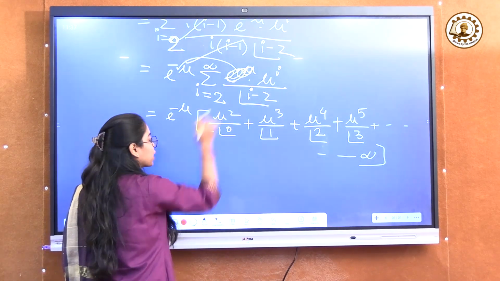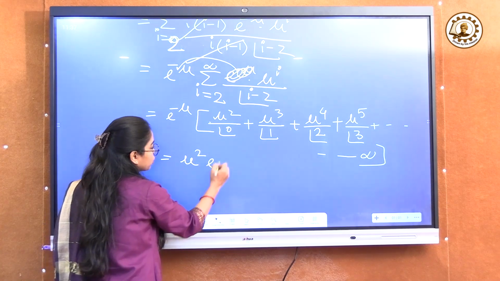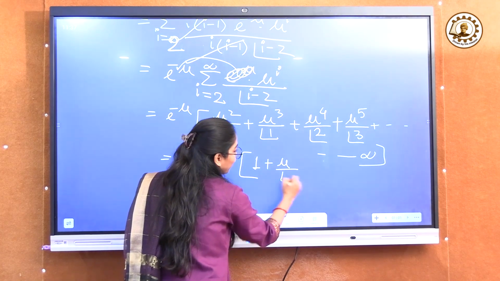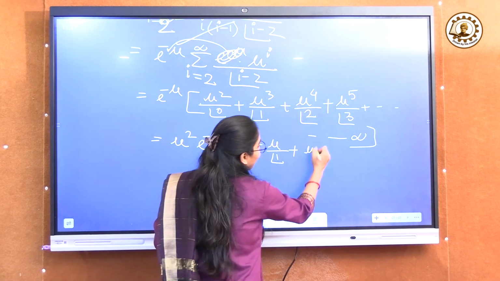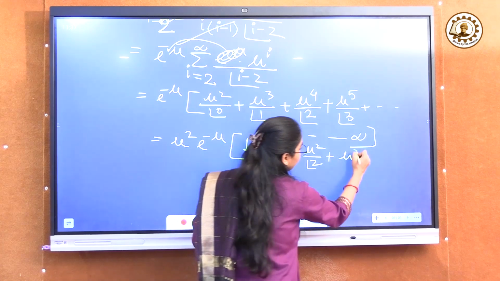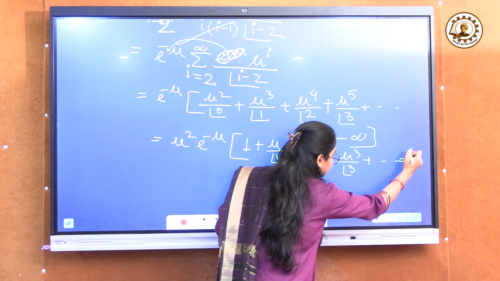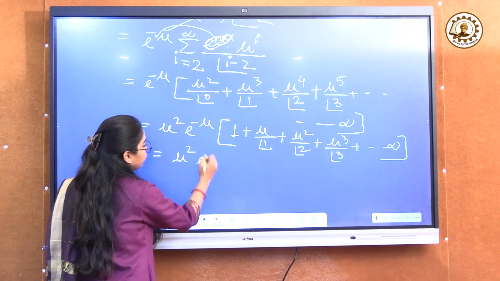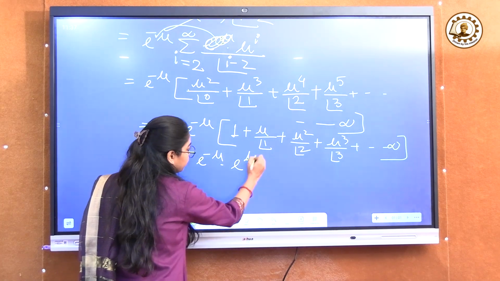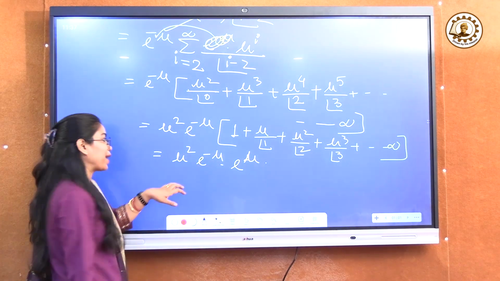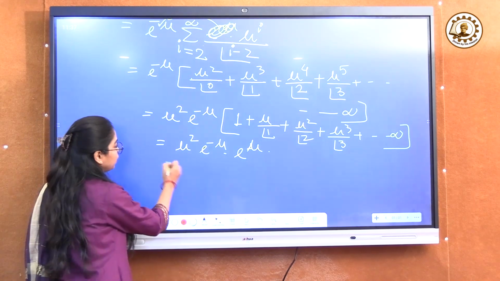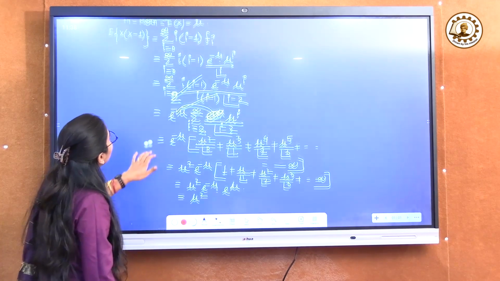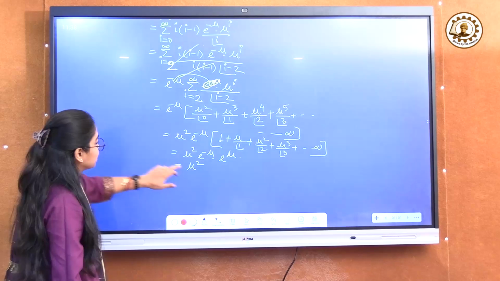Now here mu square is the common part. So we take mu square outside the bracket and get 1 plus mu by factorial 1, plus mu square by factorial 2, plus mu cube by factorial 3, up to infinity. Again, this is the series of e to the power mu. So we put e to the power mu here. And e to the power minus mu into e to the power plus mu will be 1. So that will be mu square. This is the value: expectation of x into x minus 1 is mu square.